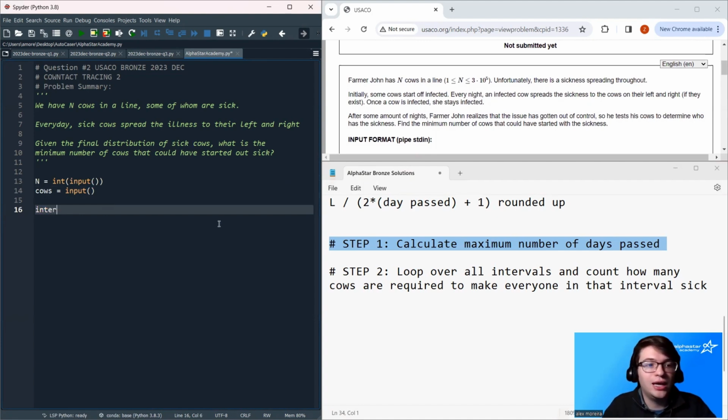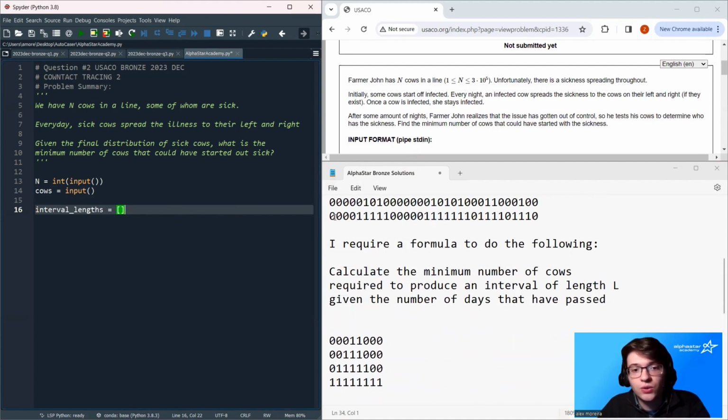So we're going to have an empty array called interval lengths, and we're going to then loop over the cows. So starting here, okay, that's not a sick cow, that's not a sick cow, that's not a sick cow. Okay, we finally arrived at a sick cow. We'll start a counter, increasing it, increasing it, increasing it. Okay, we're now at 5 cows that are in this sick interval. Then we found a healthy cow. So we found 5 sick cows here. Add that to the interval lengths.